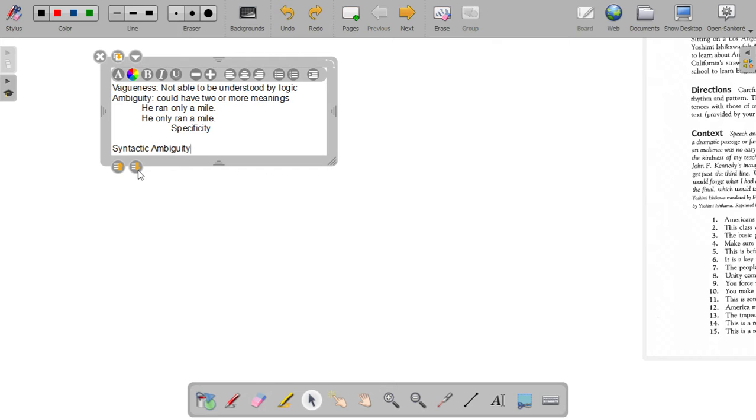So, "Players with beginner skills only may use court 1." So here, it's the word "only" that's confusing. What are the two ways to read this sentence? What two ways can we read the word "only"? What part of the sentence could it go with?